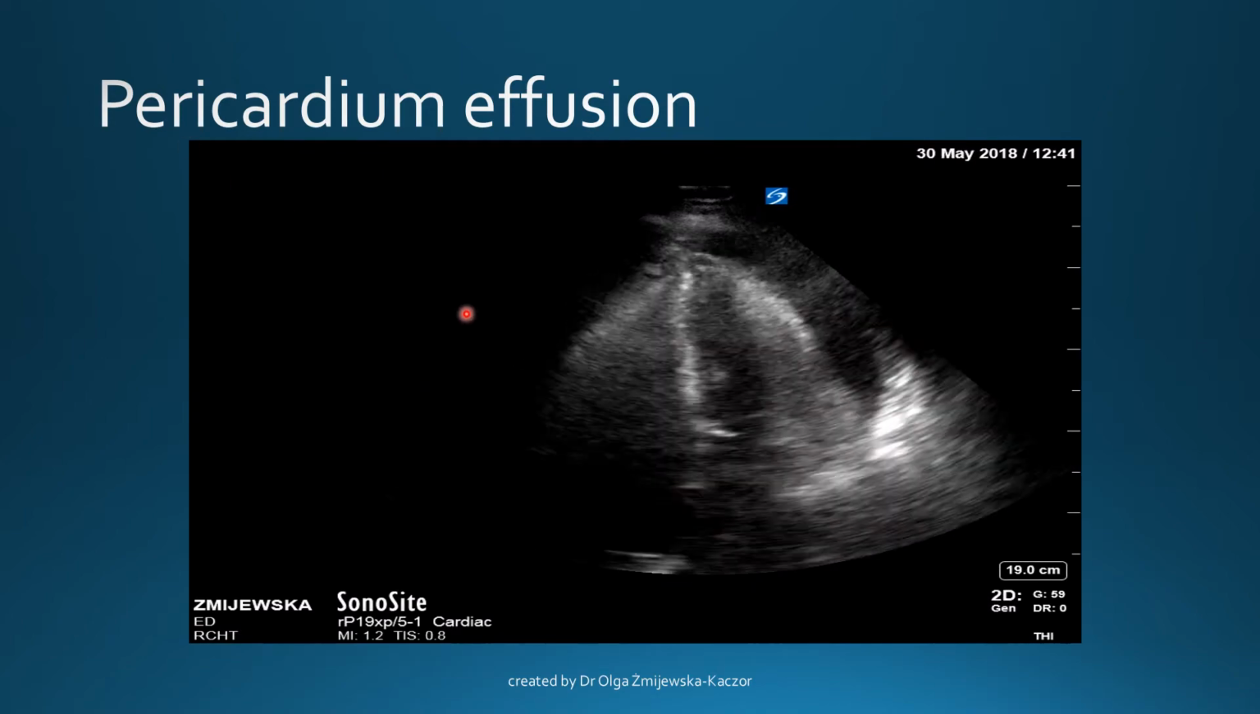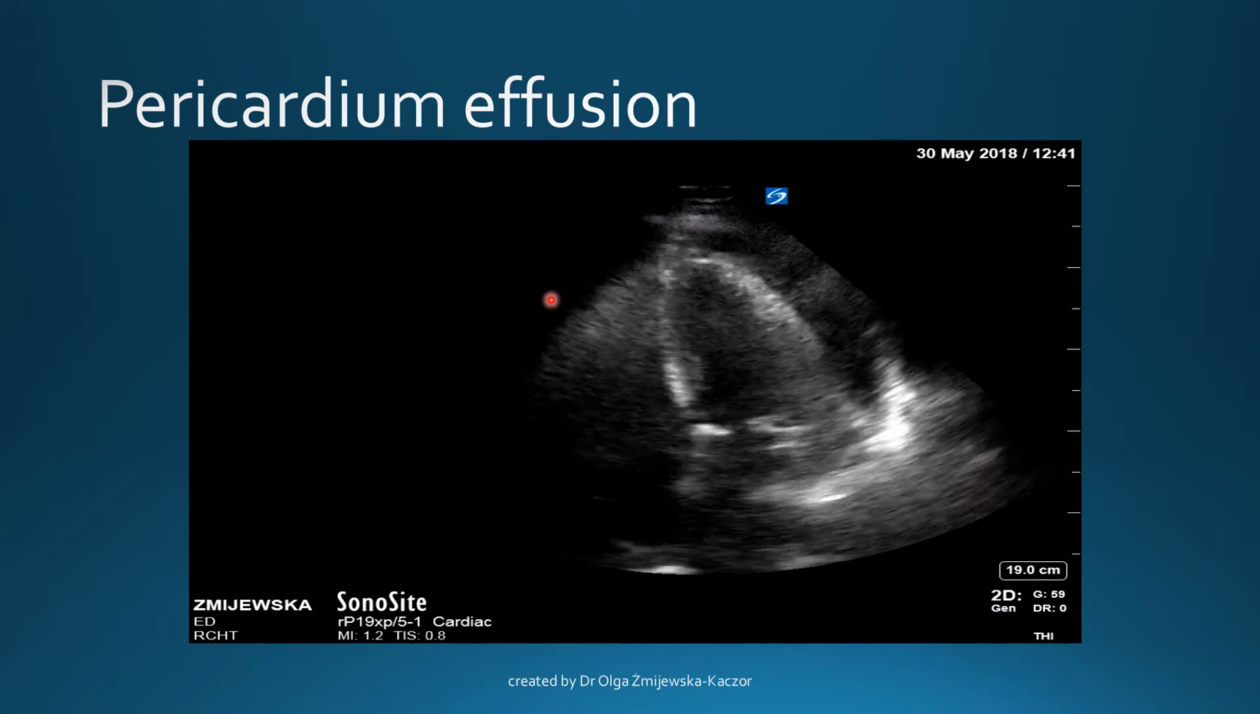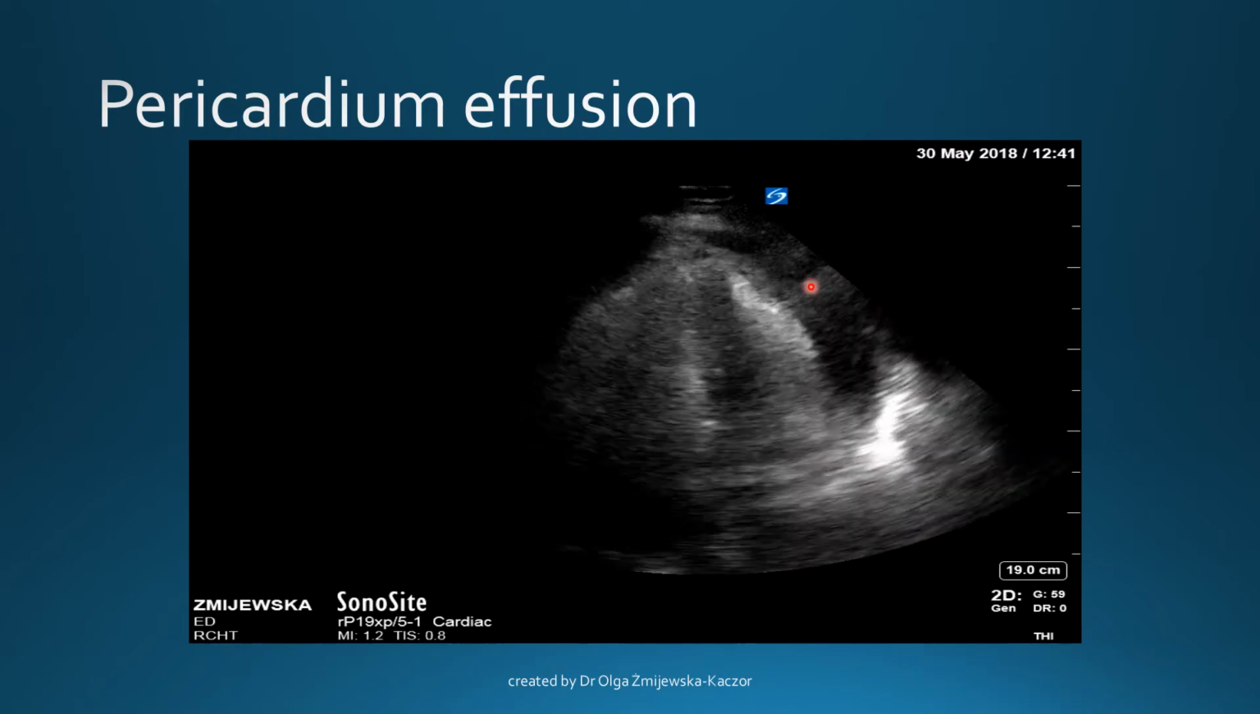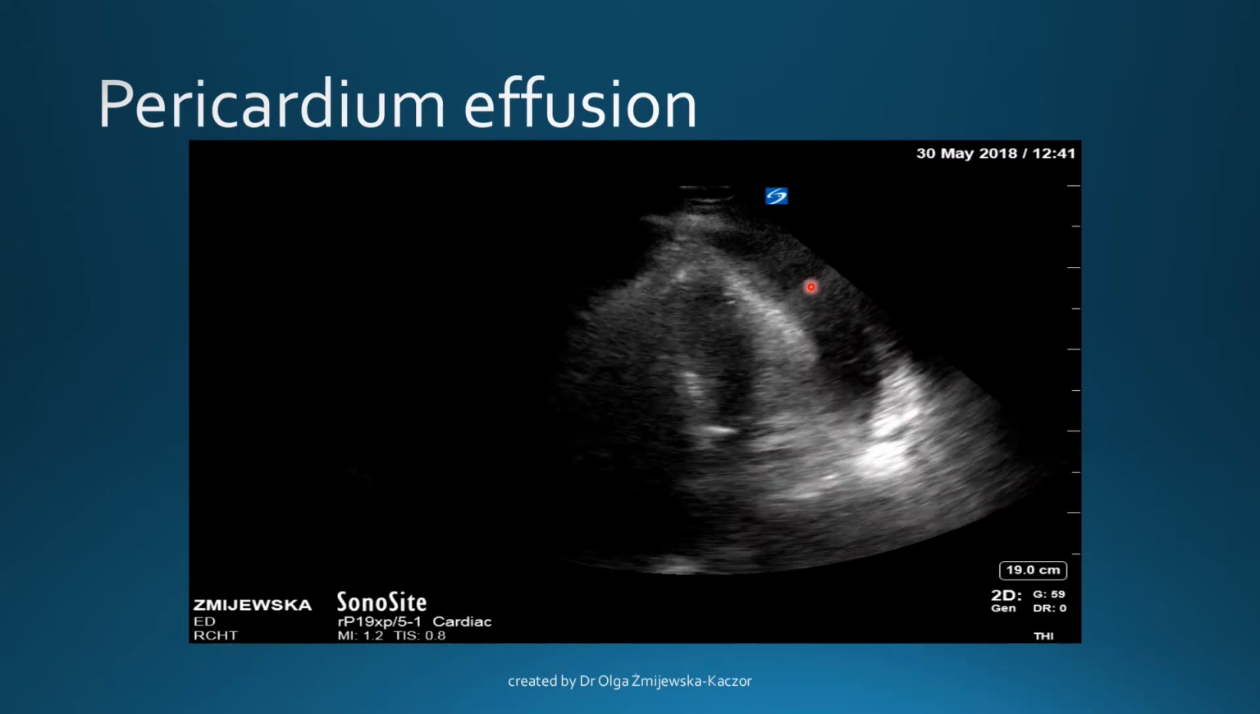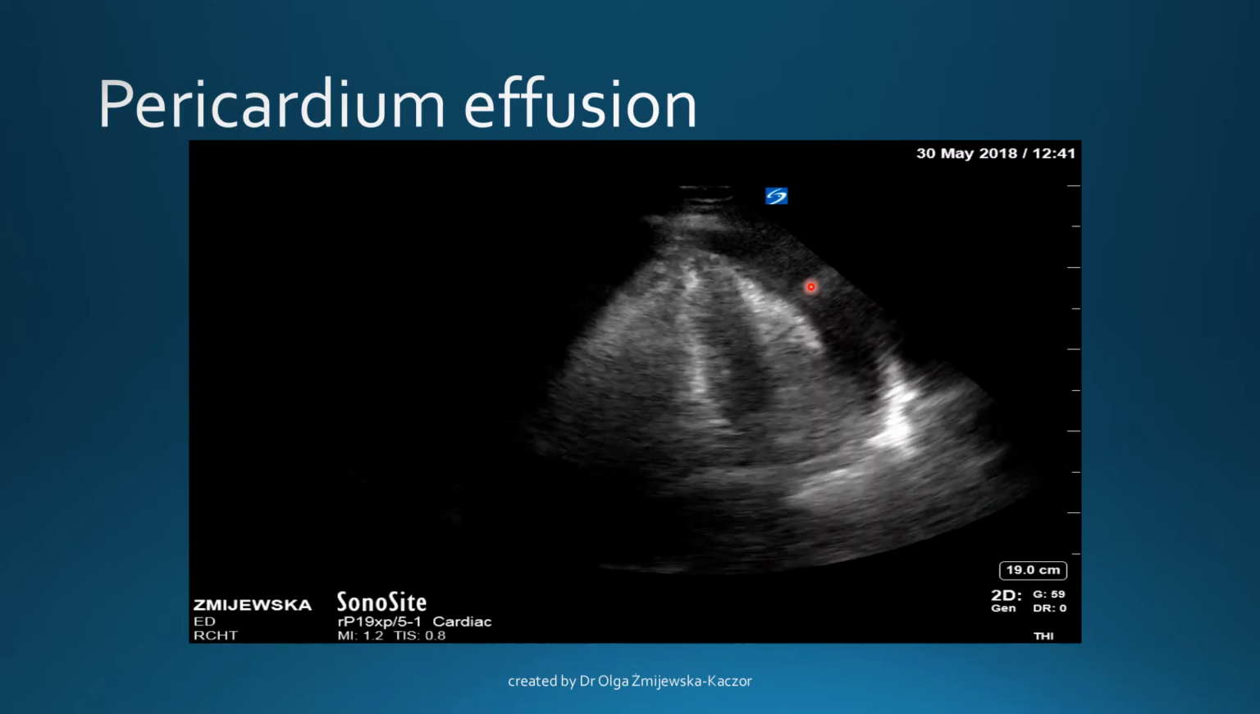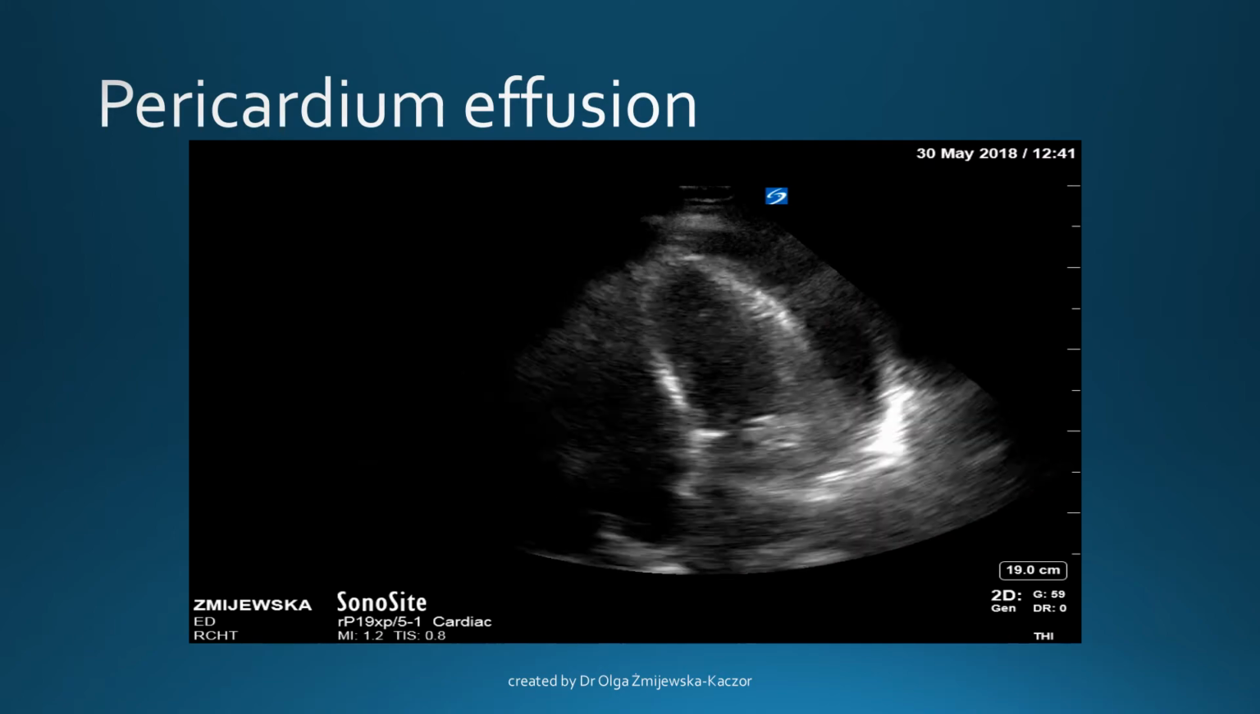And again, you can see the rim of the effusion around the heart in a 4-chamber view. And if you look carefully, you can see the heart is twisting around the root. So it's something we call the dancing heart.